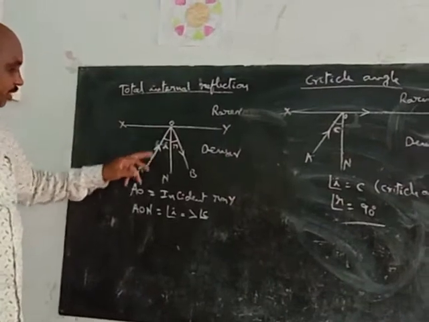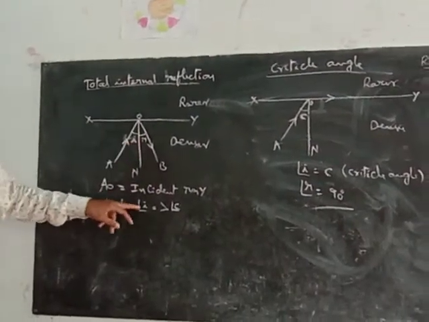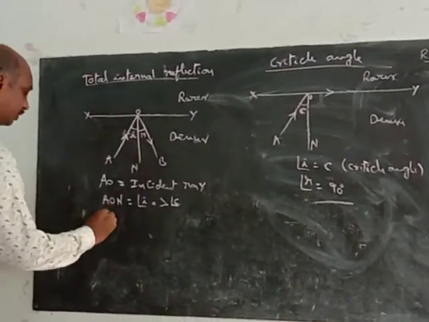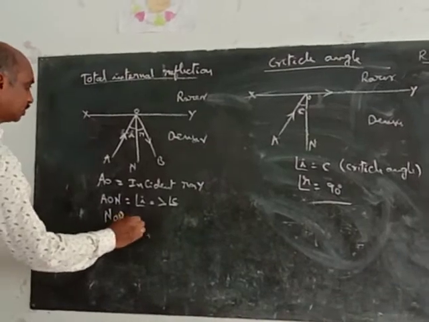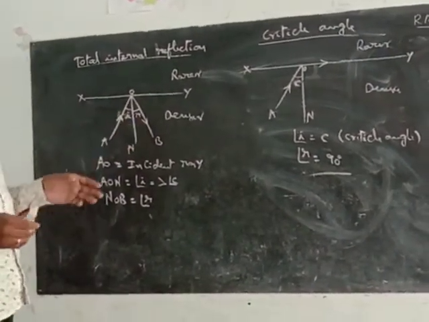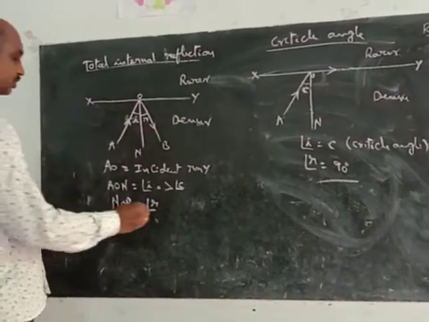Here AO is the incident ray. AON is the angle of incidence, which is greater than the critical angle. NOP is the angle of reflection, because it is reflected in the same medium.